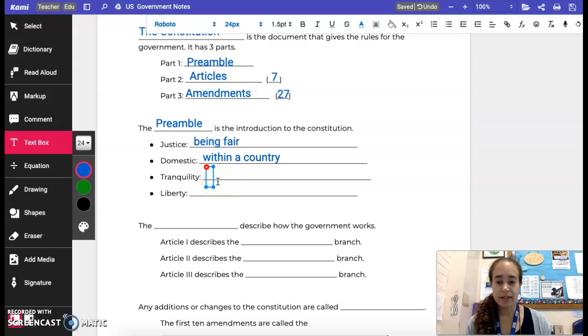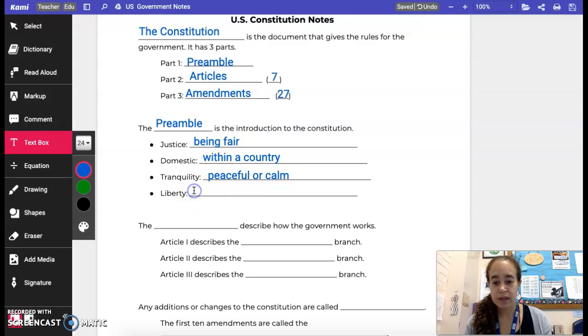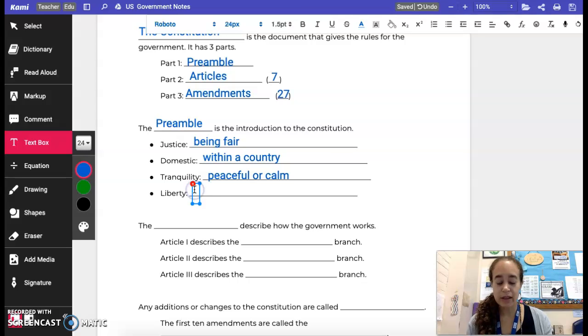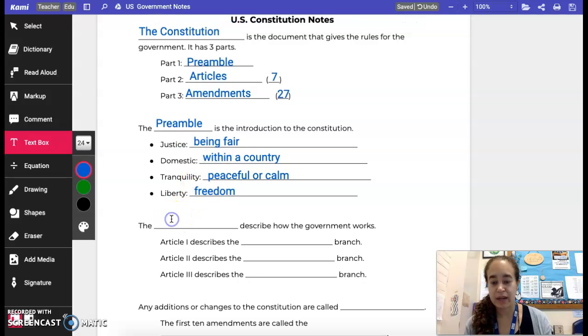The word tranquility is used in the preamble. The word tranquility means peaceful or calm. And finally, we have the word liberty. Liberty might be a familiar one to you. We'll put the word freedom as a good meaning for the word liberty. So these are all words from our preamble, the introduction to the Constitution.